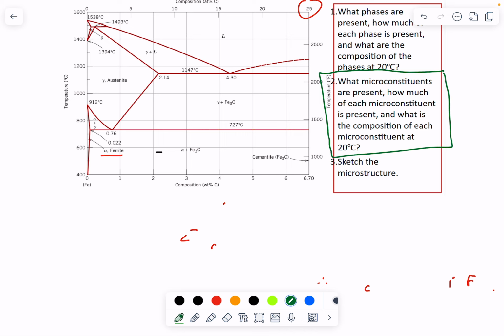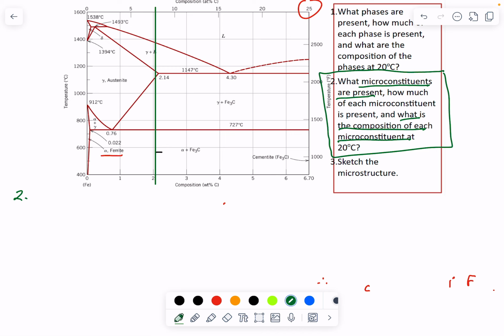In part 2, we are asked what microconstituents are present. Then there's going to be the how much, and then we're going to know what is the composition of each microconstituent at 20 degrees C. So what is a microconstituent? You'll see as we solve this problem. To answer this one, again, it is very helpful to draw a line through your overall alloy composition of 2%.